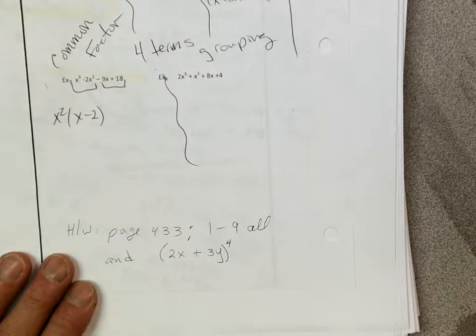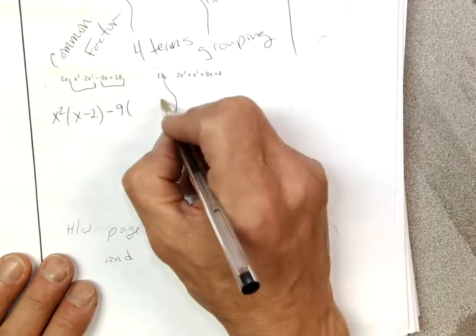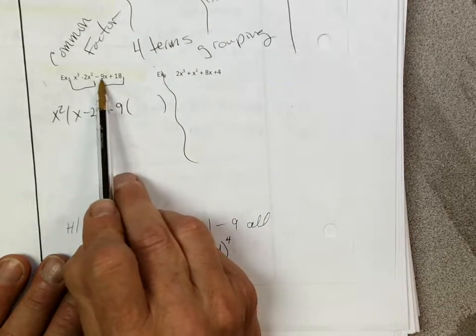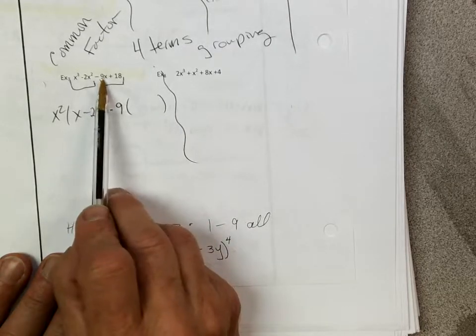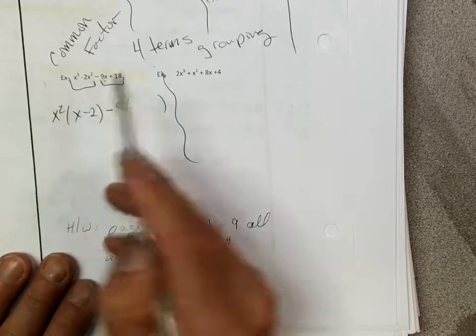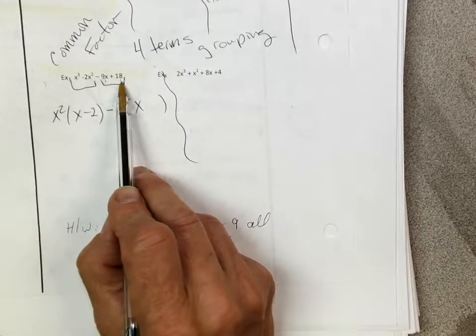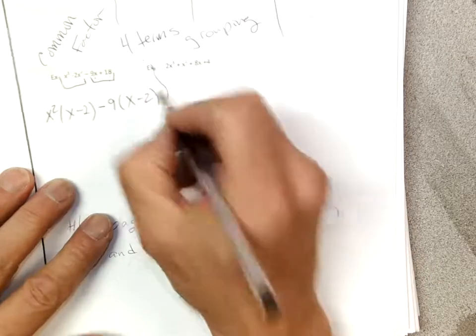Now, in the second group, what do they have in common? They got a 9. Let's take out a negative 9. So if I pull a negative 9 out of this first term, what's left over? x. And then take a negative 2 out of this. Negative 2, okay? Good.